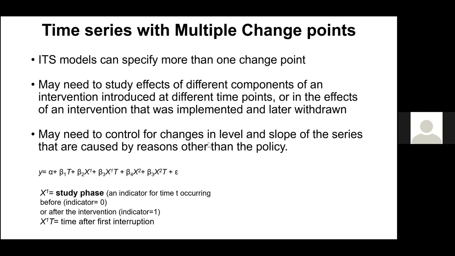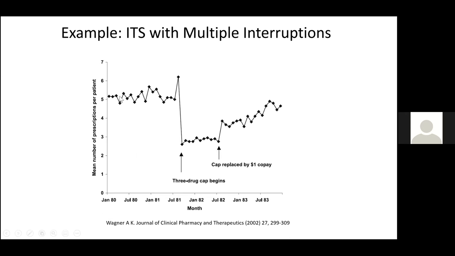We may need to control for changes in slope and level of the series that are caused by other policies, as I said. So now, if we had a four level change, let me skip this, and just move to the example. You see that there was an intervention here. Then there was some intervention here. Drug A had a cap at some point, and the effect was on the mean number of prescriptions per patient. So this drug A cap reduced the mean number of prescriptions per patient. So there was a level effect. Right? If you do this, there will be a level effect. And then the trend is here.